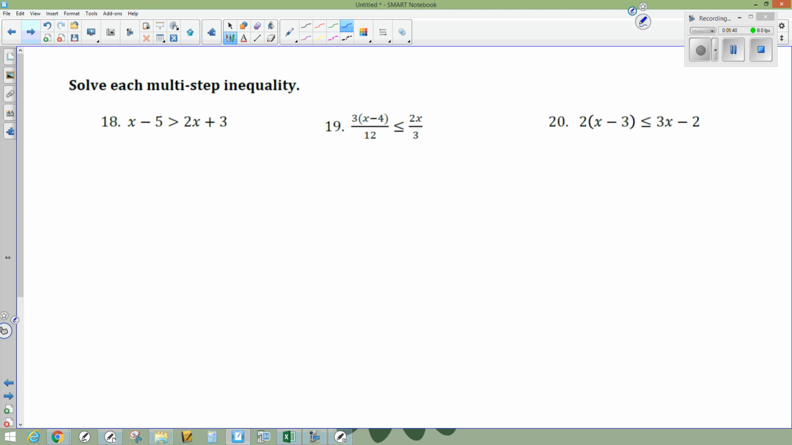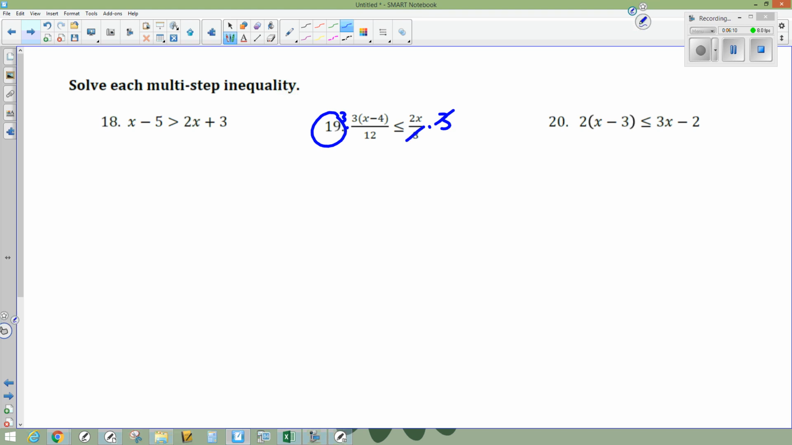Okay, but the only time anything changes is if we have a negative that we are multiplying by or dividing by. Okay, so I have this kind of interesting situation where I've got all this stuff going on with this fraction on number 19. So what I'm going to do is multiply by 3, and that's going to get rid of this fraction on the right.